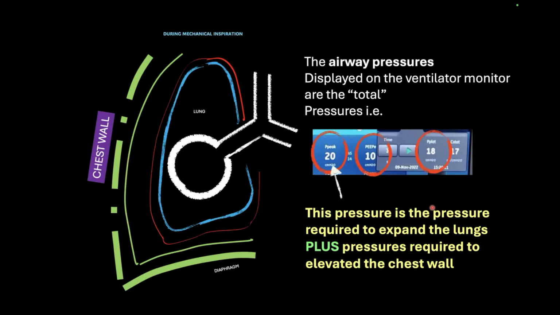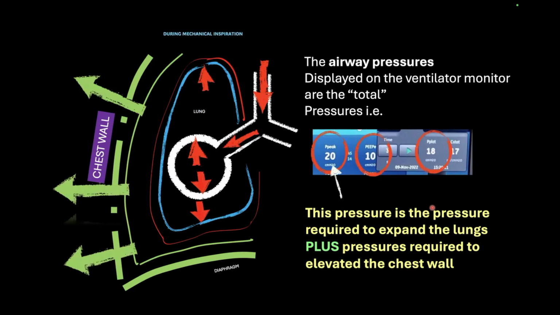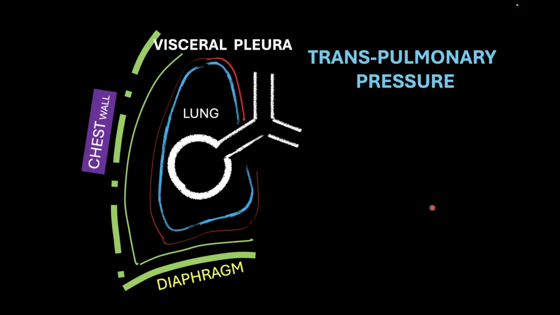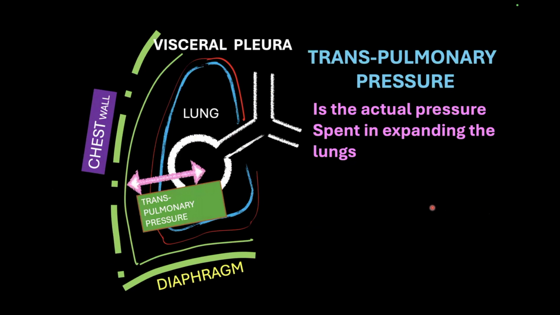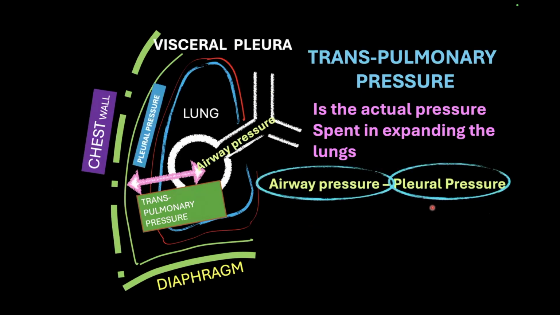This airway pressure is basically the pressure required to open the lung as well as to elevate the chest wall. So this is not the pressure needed only to open the lung, but it is lungs plus the chest wall. Transpulmonary pressure is the pressure used only to open the lungs irrespective of the chest wall, and it is measured as the difference between airway pressure, which is displayed on the ventilator screen, and the pleural pressure.